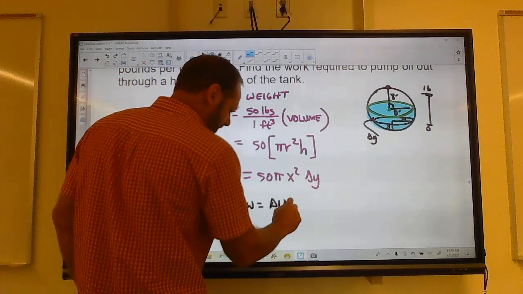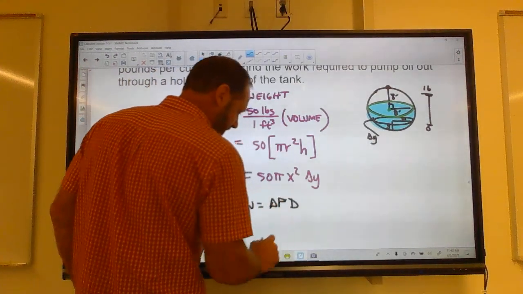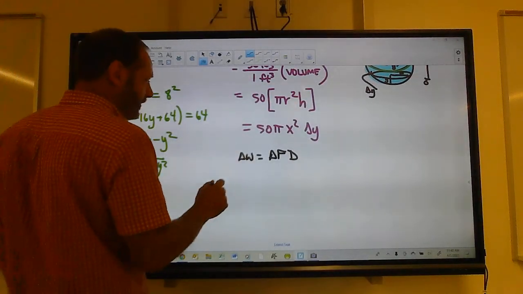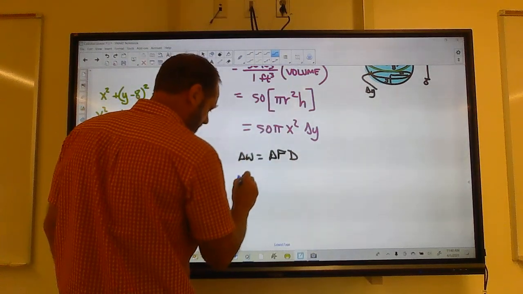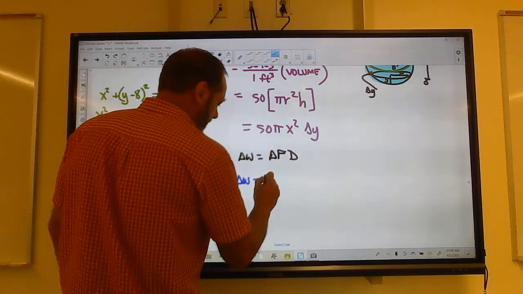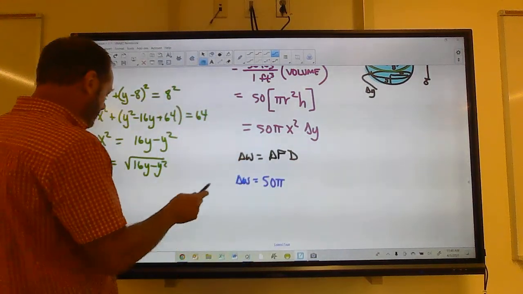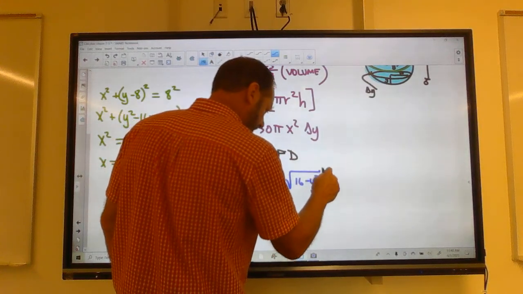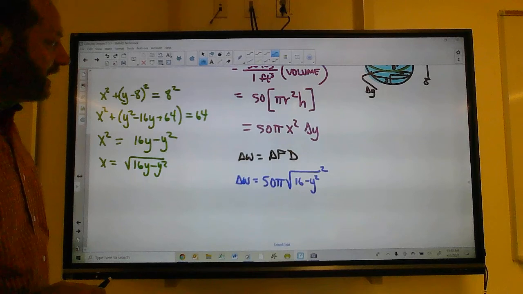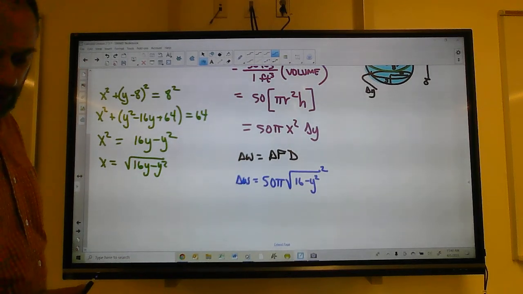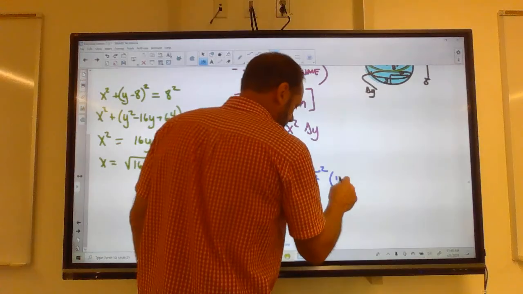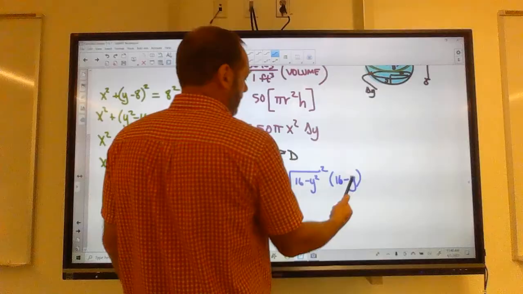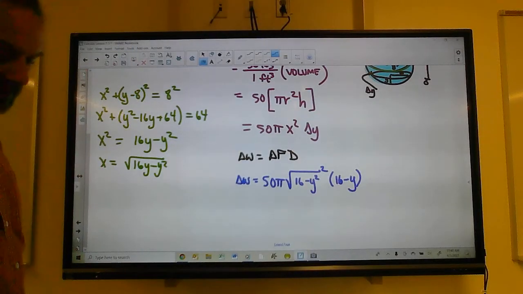So, in our formula that we have, where the work is going to be the force times the distance, then the force is going to be 50 pi times x, but we figured out that's the square root of 16y minus y squared, times delta x, which is going to be 16 minus y, because that's how far we have to move. We have to move that 16 minus y feet.